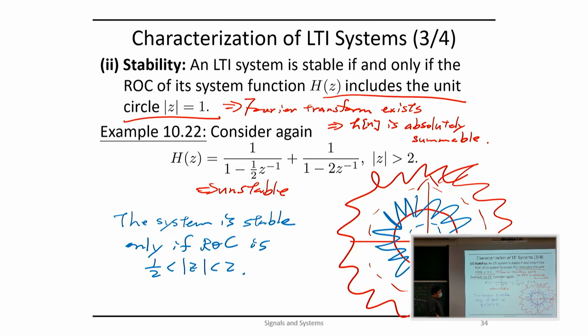So when it is this ring, this means that one part is a right-sided signal, but the other is a left-sided signal. In this case, the impulse response corresponds to (1/2)^n u[n] minus 2^n u[-n-1]. When it is right-sided, this follows from example 10.1. If it is left-sided, it follows from example 10.2.